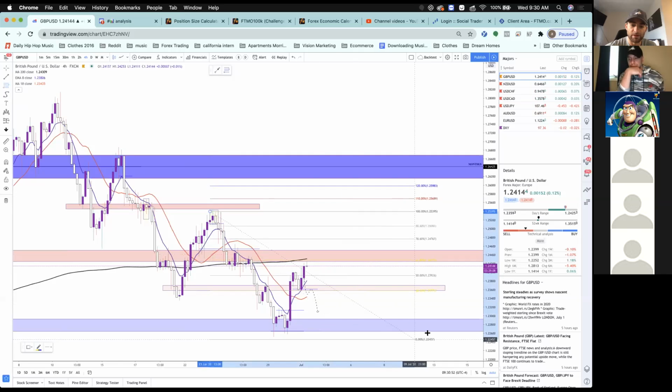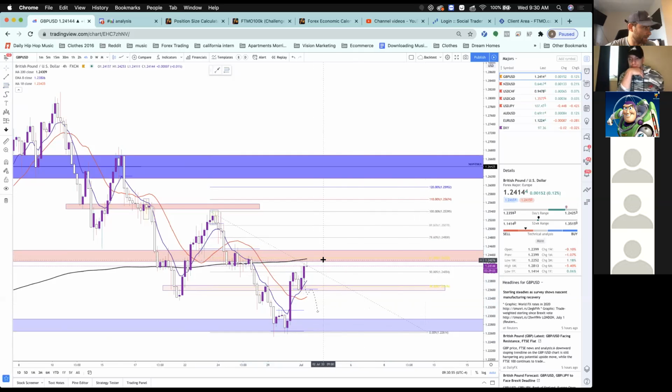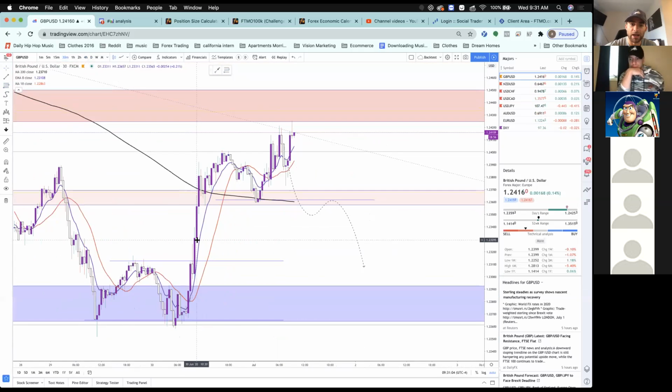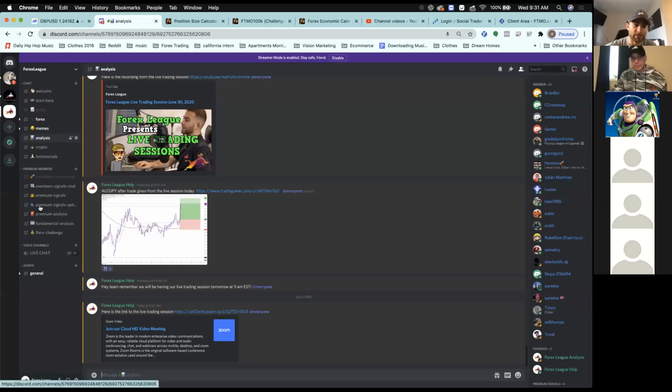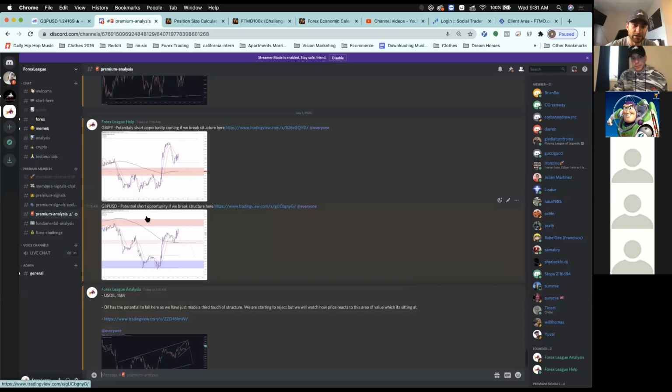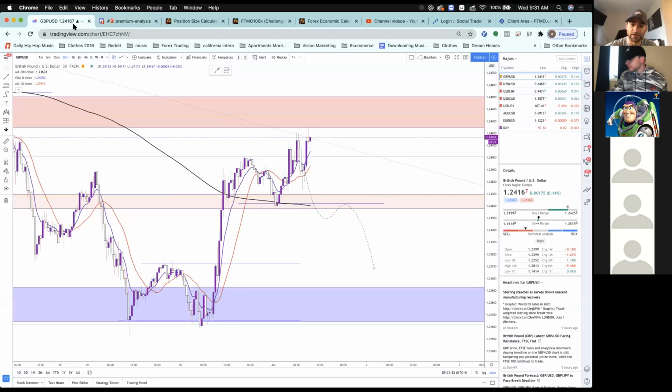If I throw in my fibs, we've got the 618 obviously being tested right now. This is just that retracement. As I continue down to the 30-minute, because I'm trying to realistically short this, we need some sort of break of structure before we can see a short opportunity. Right here we've got this support level, this higher low that formed on the 30-minute time frame. If we get a break below here and a retest, we'll go short. I had actually dropped this in the premium analysis today. So we're waiting to see how that plays out.